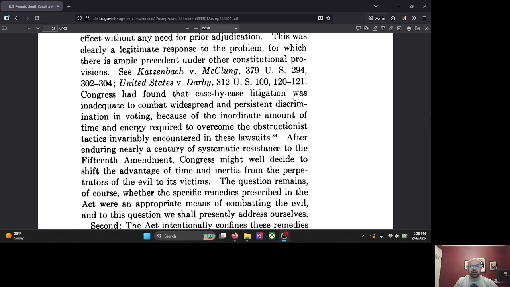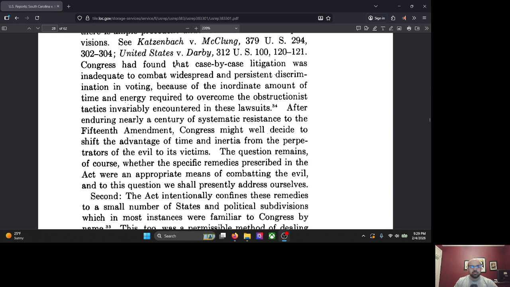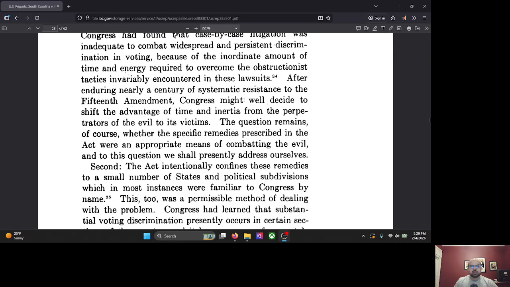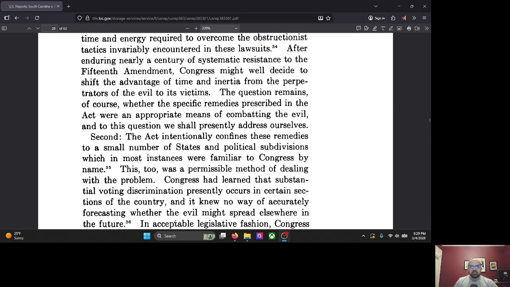Congress has found that case-by-case litigation was inadequate to combat widespread and persistent discrimination in voting because of the inordinate amount of time and energy required to overcome the obstructionist tactics invariably encountered in these lawsuits. After enduring nearly a century of systematic resistance to the 15th Amendment, Congress might well decide to shift the advantage of time and inertia from the perpetrators of the evils to its victims. The question remains, of course, whether the specific remedies prescribed in the Act were an appropriate means of combating the evil, and to this question we shall presently address ourselves.